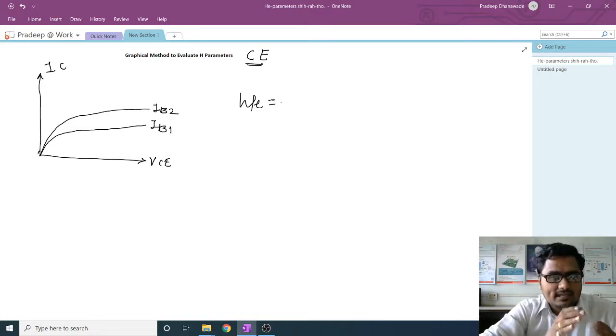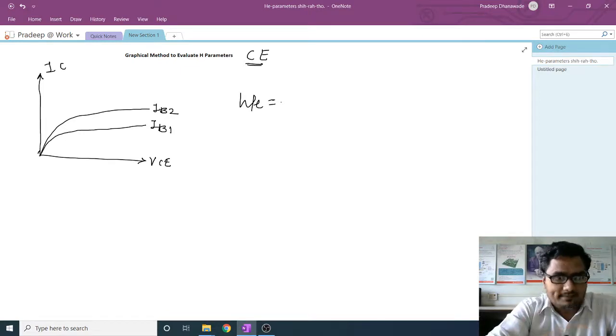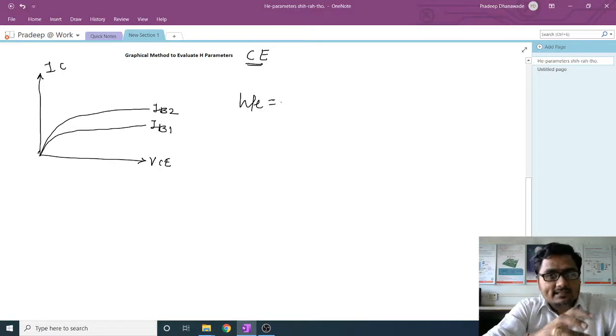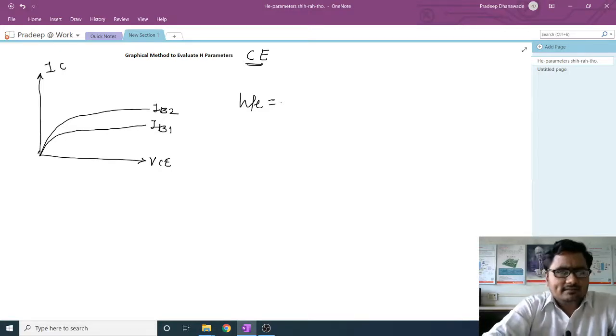The first graph shows IB1, that is when IB1 is constant, I can have this. When IB2 is constant, I can have this. It means you will obtain these kinds of graphs when you perform practical in our lab, for CE characteristics. Already I had an explanation about those characteristics in my last video, that you can refer to.